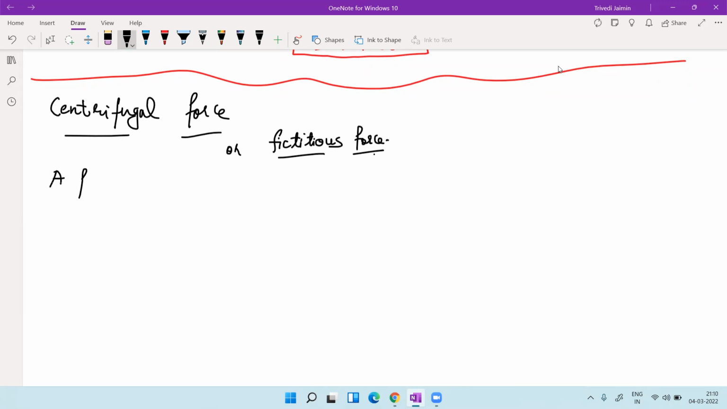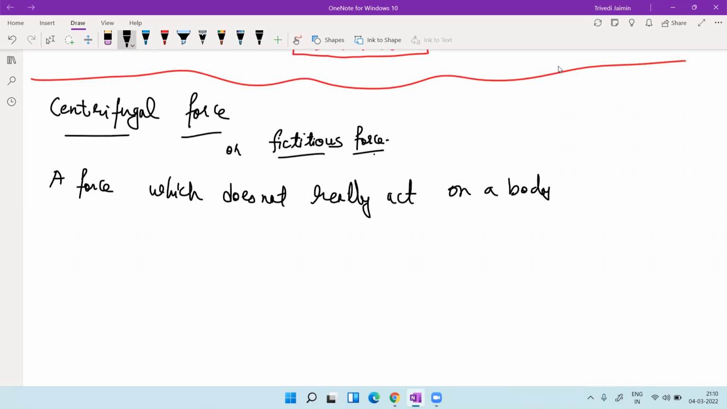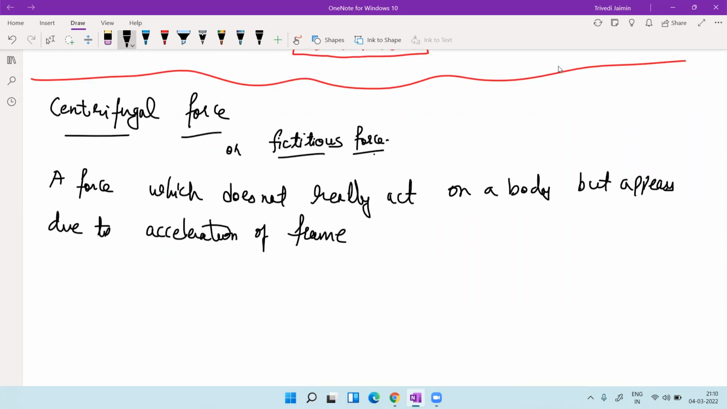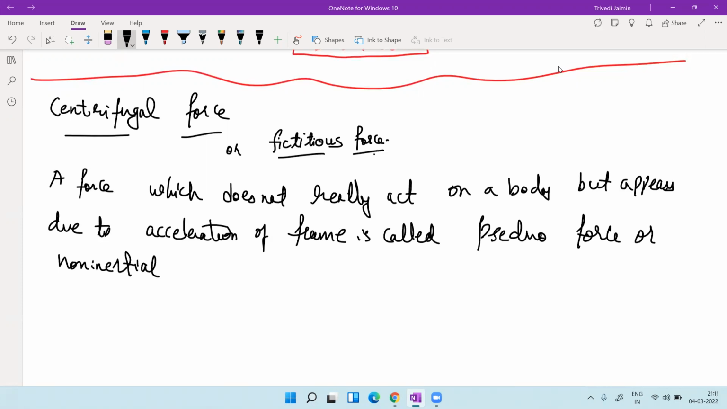So what is this force? A force which does not really act on a body, but appears due to acceleration of the frame, is called pseudo force, or non-inertial force, or fictitious force.